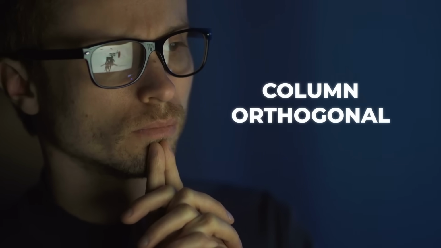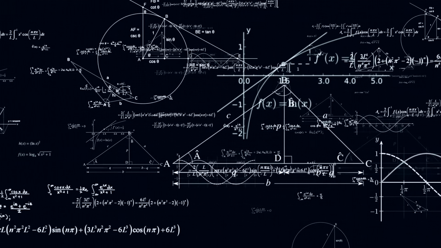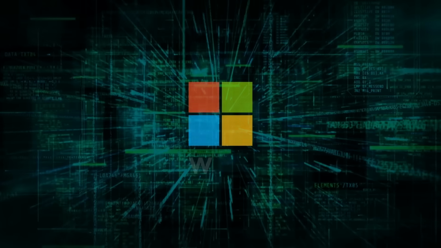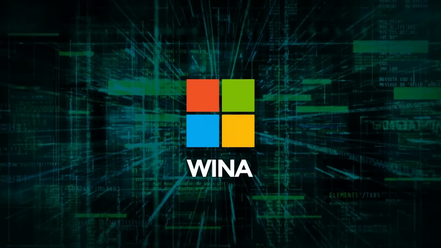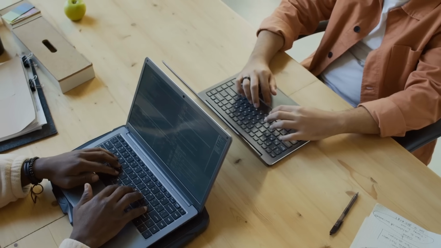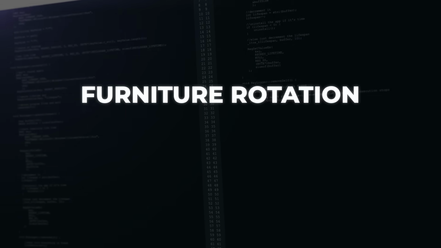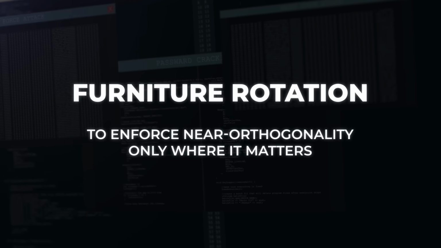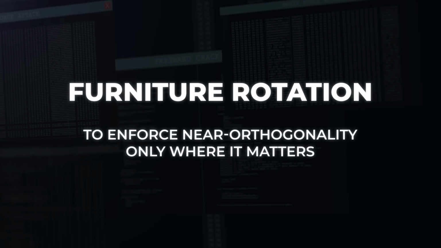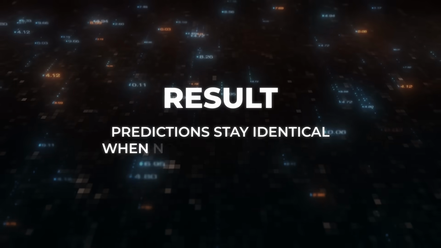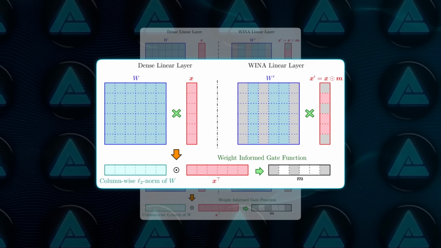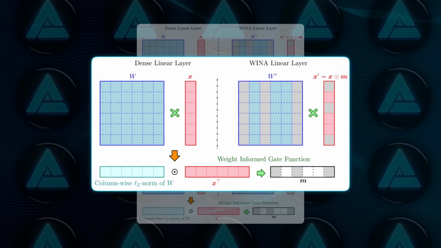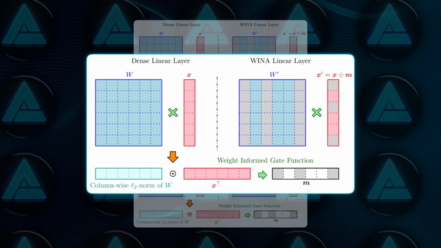One wrinkle that might trip you up is that theoretical claim about column orthogonal weights. The paper relies on that to keep the error math tidy. But real models do not always play nice, so the authors automate a transformation, remember that furniture rotation, to enforce near orthogonality only where it matters, then compensate elsewhere. Result: predictions stay identical when no neurons are gated. Once that safety check passes, they crank up WINA and start saving FLOPs.